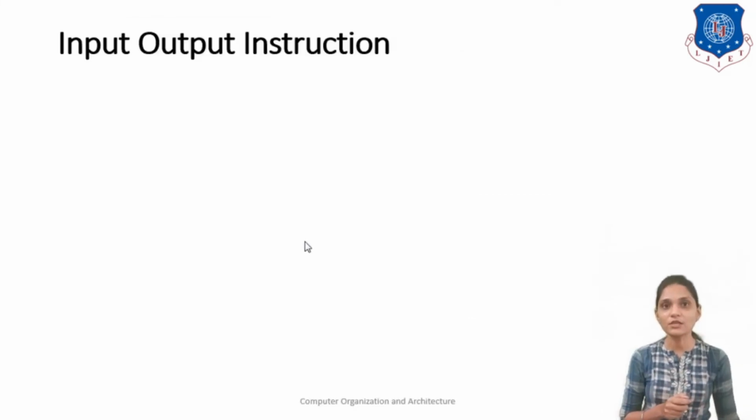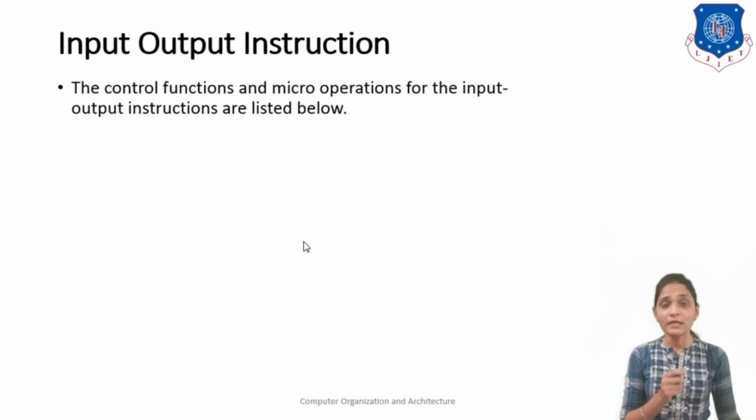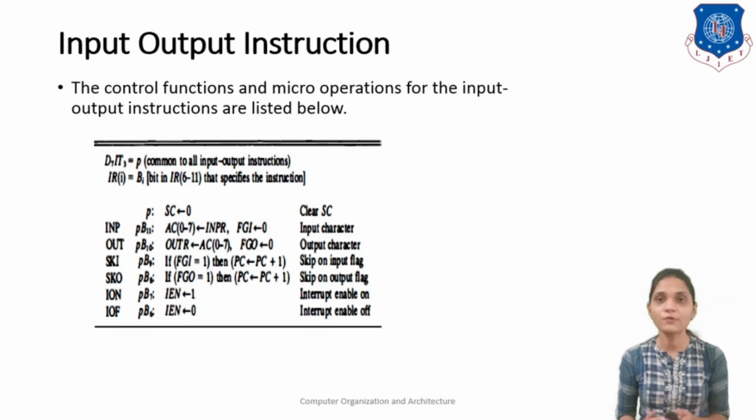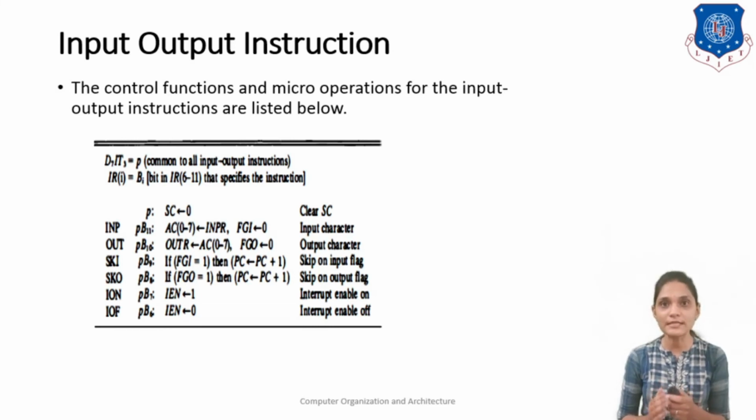So let me see how we can do this. The control functions for the micro operations of this input output instruction are listed below. Here in total we have 6 instructions, and for the 6 instructions the common condition is D7 I T3. Those 3 bits should be 1. If we represent this by P, then we have to check the B bit. If the B11 bit is there, then it is the INP instruction. If the B10 bit is there, then it is the OUT instruction. If the B9 bit is there, then SKI. If the B8 bit is there, then SKO, and so on.